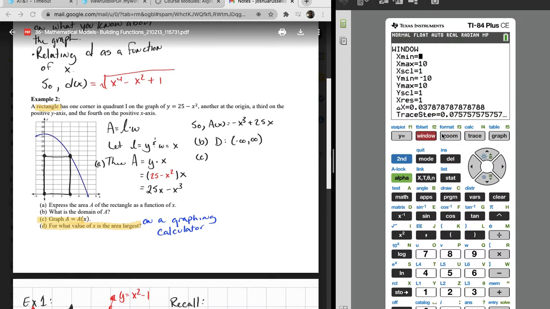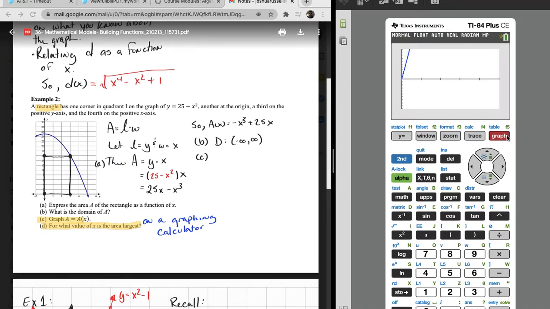Oh, we do need to change our window though. I guess we do have a domain, so we can go ahead and change our domain to the one that we need. We need it from 0 to 5, right? So 0 to 5, and our y values will be the same. Okay, so we're going to hit graph. And there we have it.